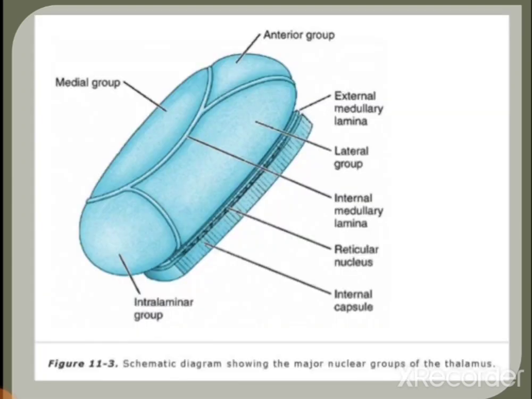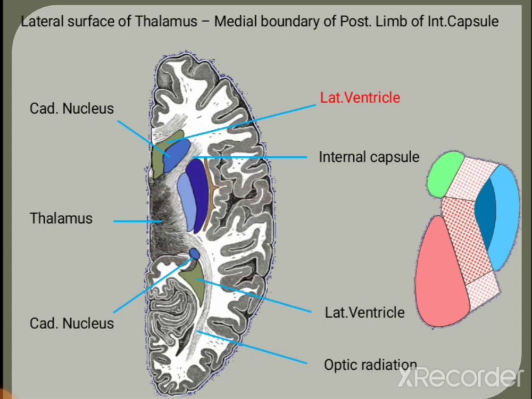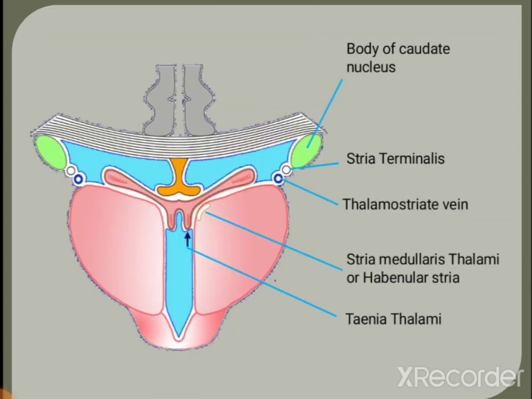This is again the thalamus. In this, the thalamus is divided into groups: the anterior group, the medial group, the lateral group and the intralaminar group. These are the different nuclei. The lateral surface of the thalamus is related to the medial boundary of the posterior limb of the internal capsule. So we can say this is forming the boundary of internal capsule. Internal capsule is formed by the body of caudate nucleus, stria terminalis.